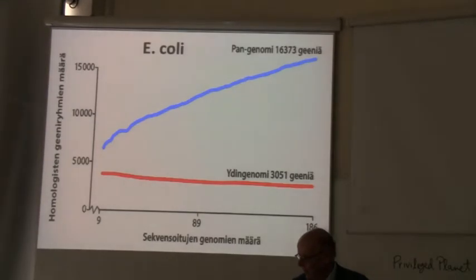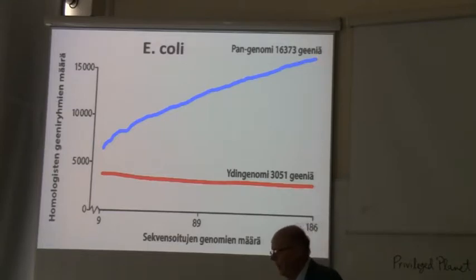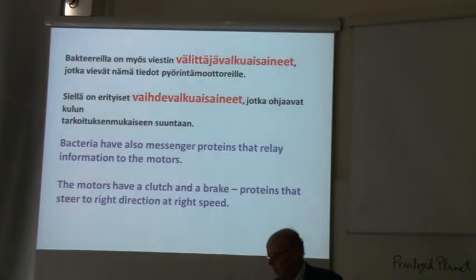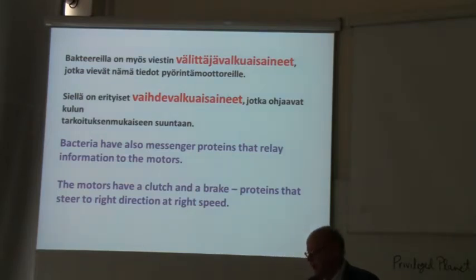You see here, one has sequenced now 186 different E. coli, and 15,000 genes have been found. And the estimate is that after this is completed, there will be 45,000 or something like that. So bacteria have messenger proteins. They relay information to the motors. The motors have a clutch and a brake.